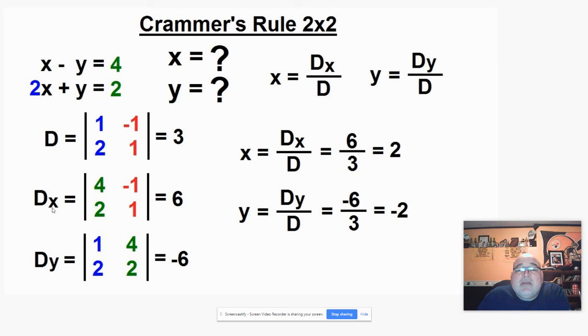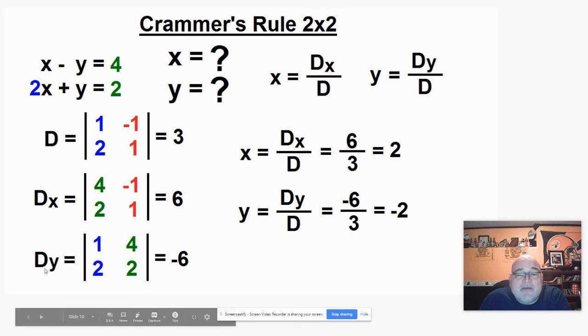We'll find the determinant for x. So the 4 and the 2 go in where the 1 and 2 are. We're trying to find x, so we've got to replace the x coefficients. 4 times 1 is 4. 2 times negative 1 is negative 2, and 4 minus negative 2 is 6. We then take 6 divided by the coefficient matrix determinant of 3, and we find out that the x in this solution is 2.